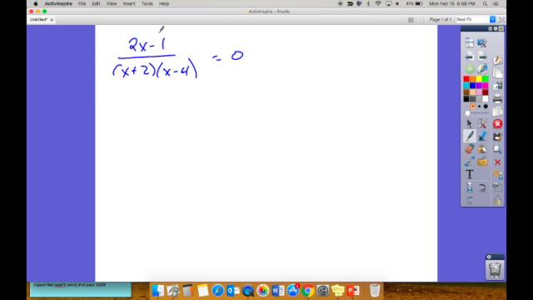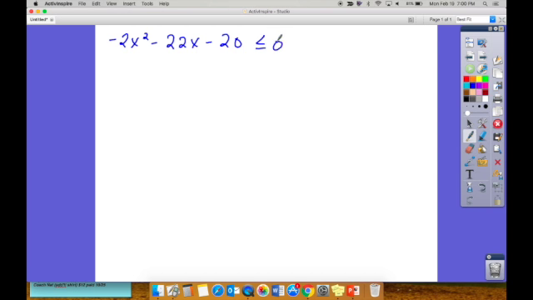But I'm not going to do one of those right now. I am going to do an inequality, which is really the same thing. I'm going to start off with an easy one that just needs some factoring, but it's not actually a fraction. So I'm going to start off with negative 2x squared minus 22x minus 20 is less than or equal to 0.